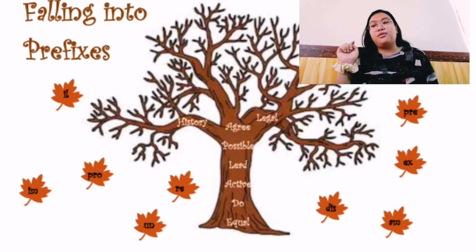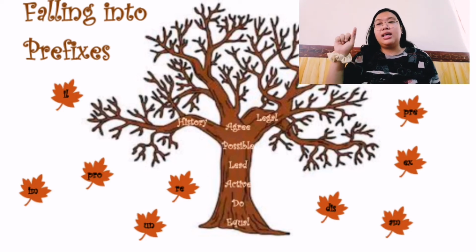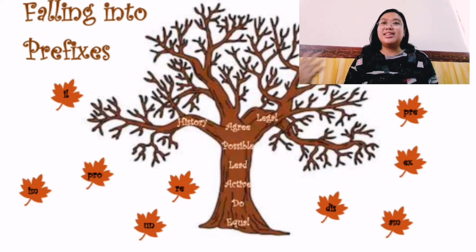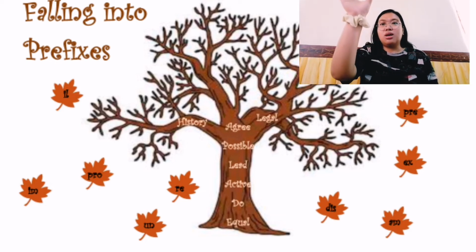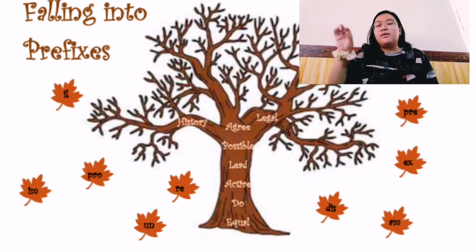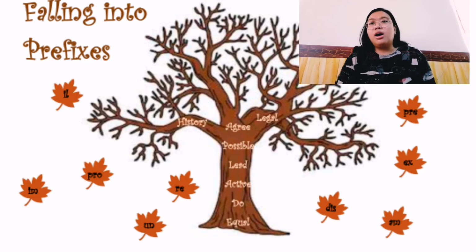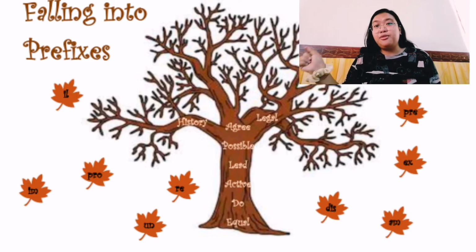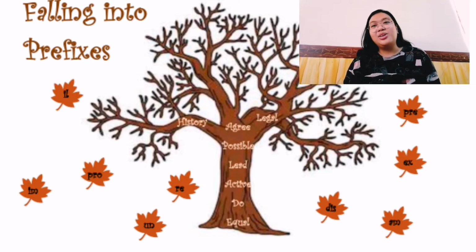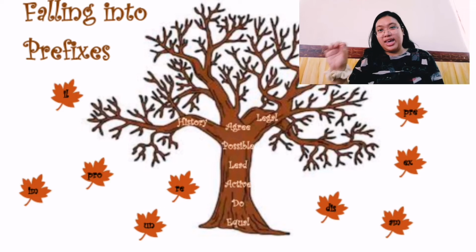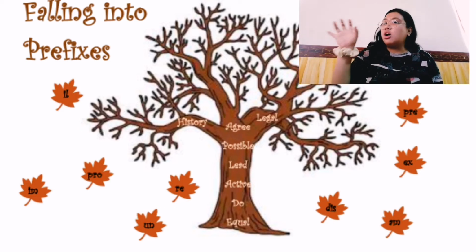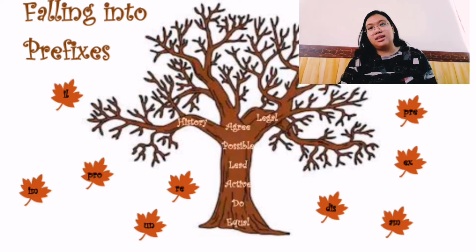So I have leaves falling from a tree, and from the roots to the trunk, there are root words. The students will paste the falling leaves onto the root word located in the roots of the tree, in the trunk of the tree, and in the branches of the tree. That's all. So we are now finished discussing the different types of instructional materials.